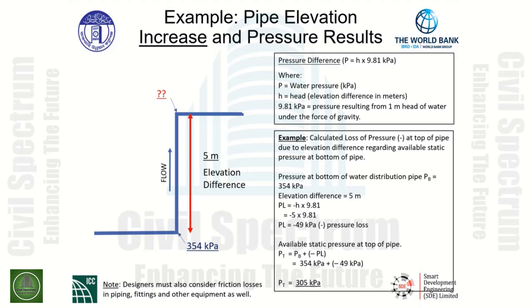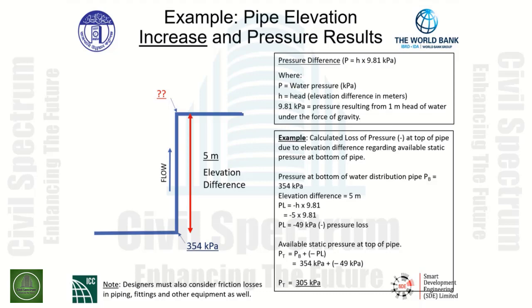As an example, we take the pressure at the bottom of the water distribution pipe, P sub B, equaling 354 kPa. Our elevation difference is 5 meters. We can rewrite the equation as a pressure loss, PL, equals negative H times 9.81.